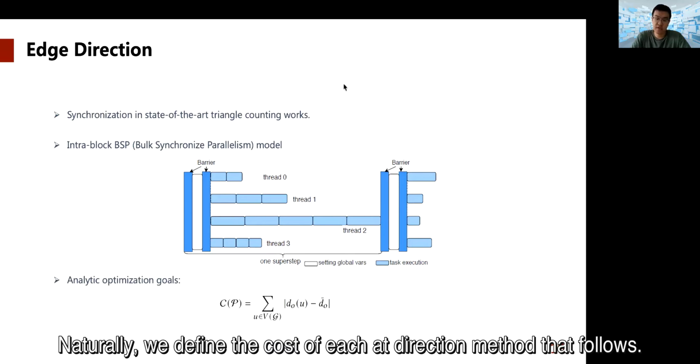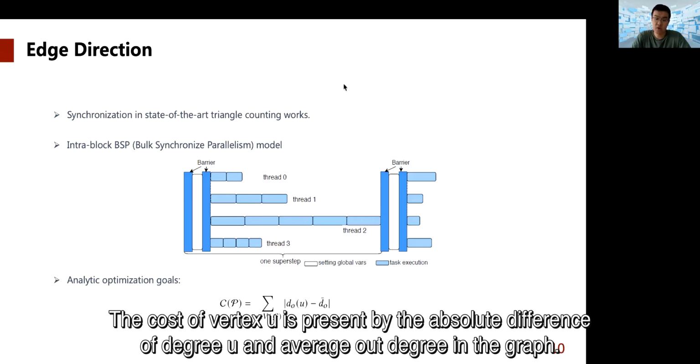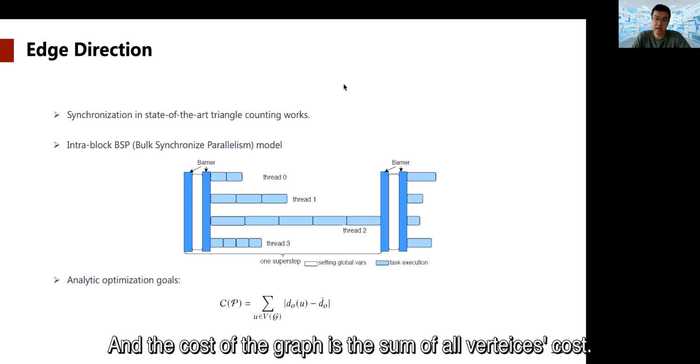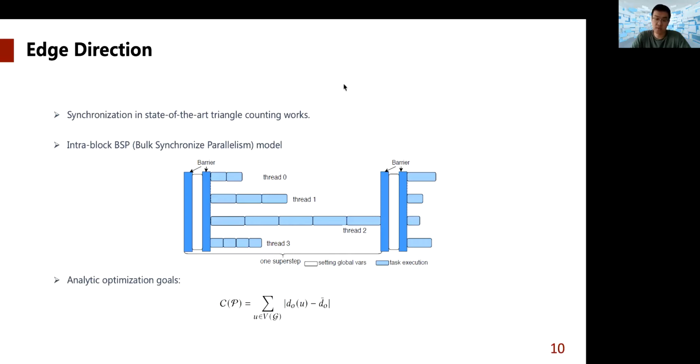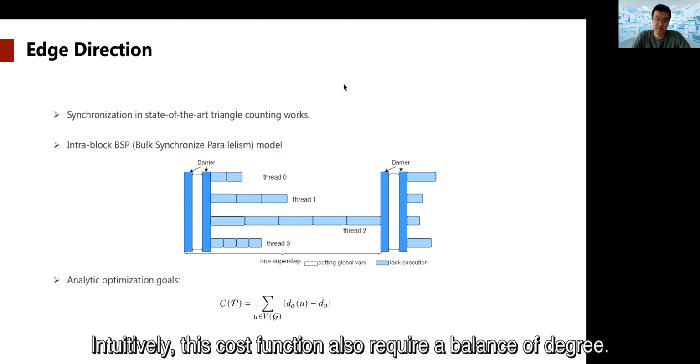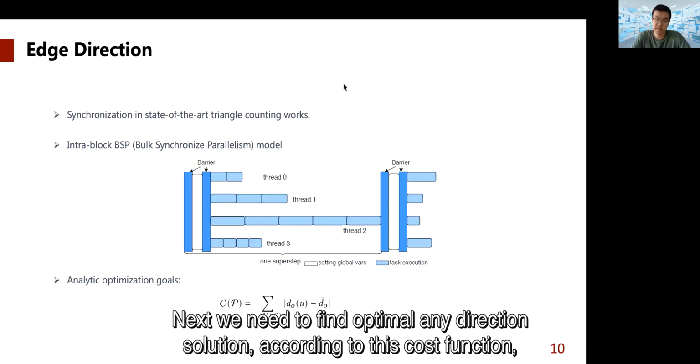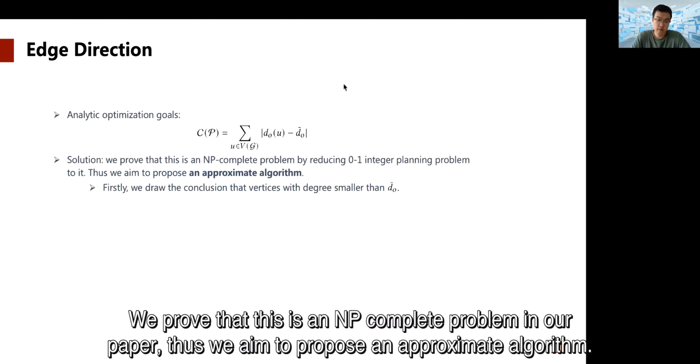Naturally, we define the cost of each edge direction method as follows. The cost of a vertex U is represented by the absolute difference of degree U and average out degree in the graph. And the cost of the graph is the sum of all vertices' cost. Intuitively, this cost function also requires balanced out degree. Next, we need to find the optimal edge direction solution according to this cost function. We prove that this is an NP-complete problem in our paper. Thus, we aim to propose an approximate algorithm.